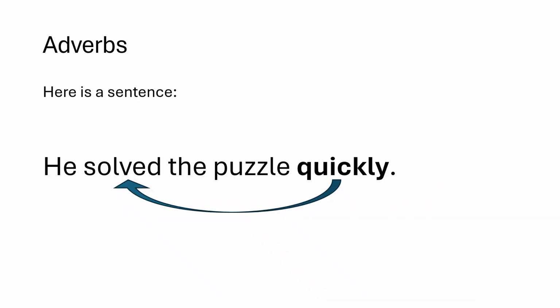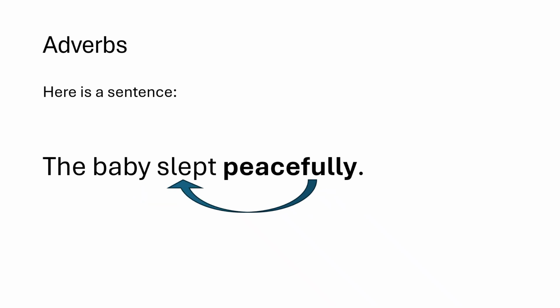Here is a sentence. He solved the puzzle quickly. Quickly modifies the verb solved to show the manner that it was done in. Here is a sentence. The baby slept peacefully. Peacefully modifies the verb slept to show the manner that it was done in.